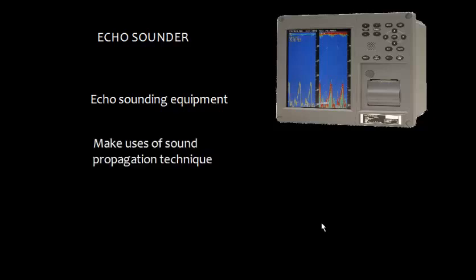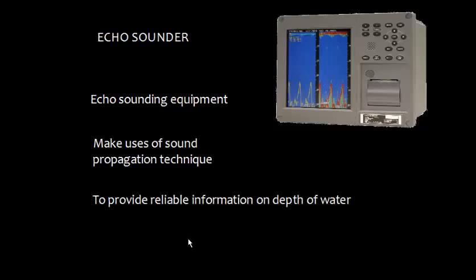Ecosounder is also known as echo sounding equipment. In order to navigate safely, one of the prime concerns is to know the depth below the ship. Ecosounder is designed to provide reliable information on depth below a ship, basically to aid navigation. It makes use of a sound propagation technique, which I will discuss later, and basically the purpose is to provide reliable information on depth of water.